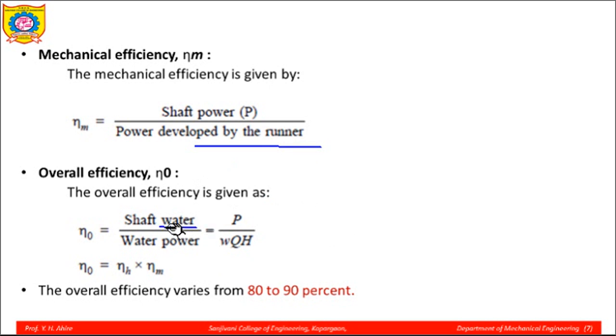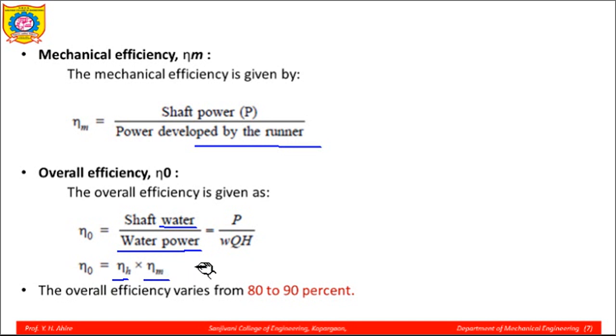Overall efficiency is the ratio of shaft power at the outlet divided by water power at the inlet. So this is shaft power divided by water power, gamma QH. So it is nothing but a product of hydraulic efficiency into mechanical efficiency. Overall efficiency is hydraulic efficiency into mechanical efficiency.